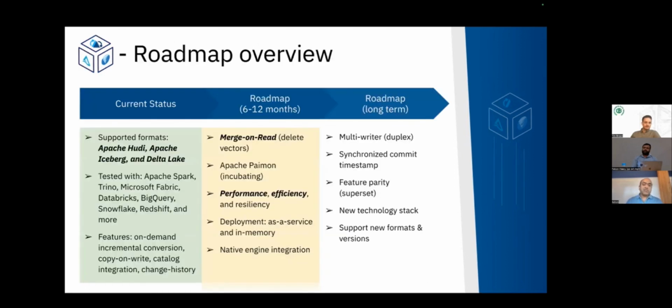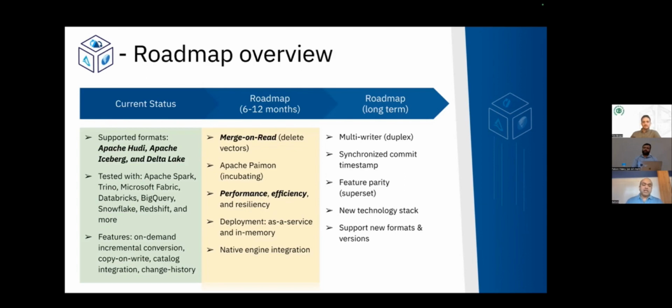It may seem that we have already won the war, but there's a long way to go. Currently, we support conversion between Apache Hudi, Iceberg, and Delta Lake. We have tested with many engines: Spark, Trino. You already saw Microsoft Fabric, and today you saw BigQuery, Databricks, Snowflake. There are many engines we have already tested with. We have on-demand incremental conversion for copy-on-write tables. We not only convert the latest snapshot, but the change history is also transferred to the new target.